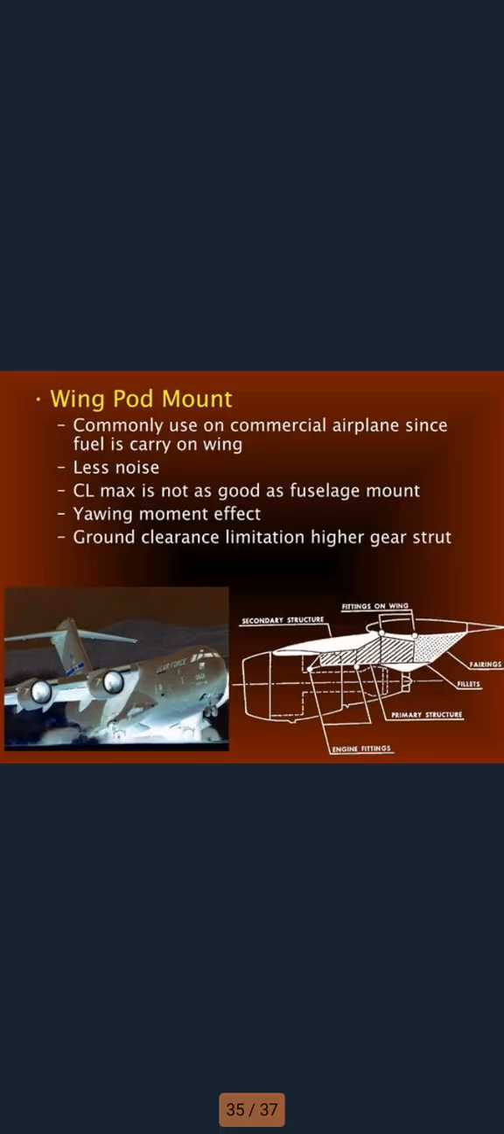Wing-mounted engines are commonly used on commercial aeroplanes since fuel is carried in the wings with less noise. CLmax is not as good as with fuselage-mounted engines, and wing moment effects and ground clearance limit a higher-diameter thrust. Fuselage-mounted engines mean high CLmax, shorter landing gear and no ground clearance limit, less wing bending effect, weight-friendly, better CG and load distribution, but cabin noise and vibration.